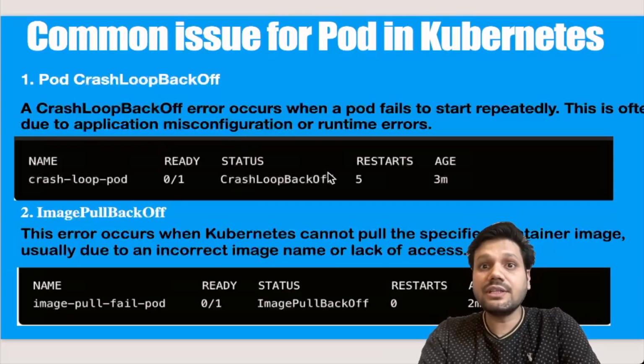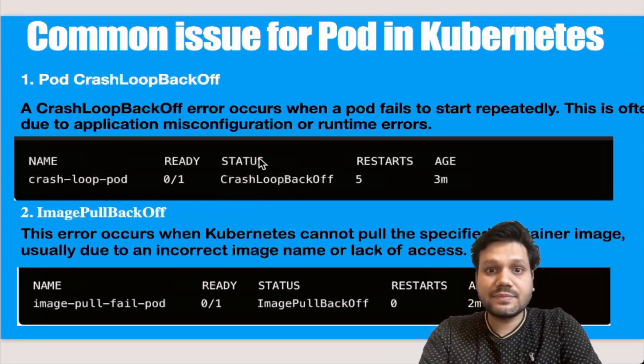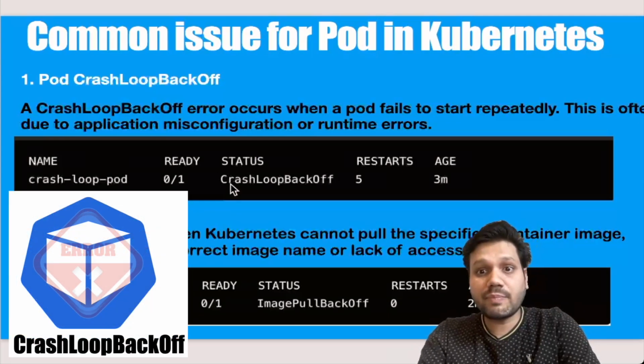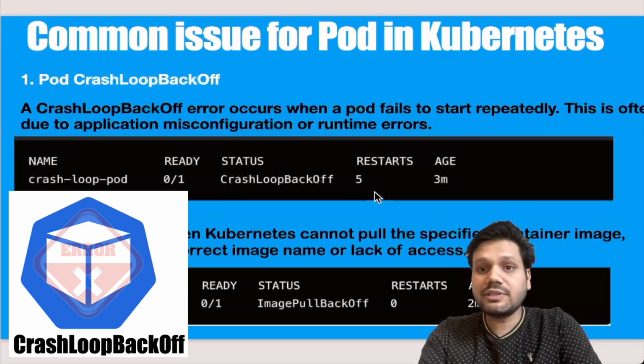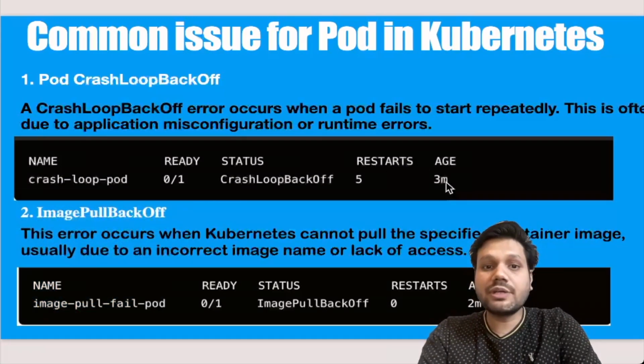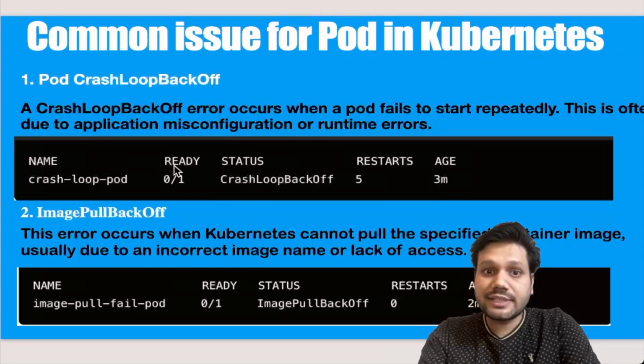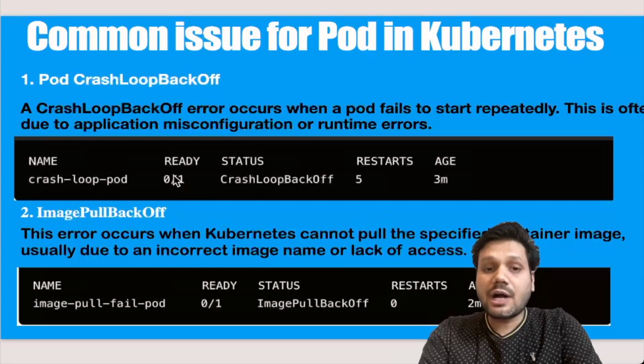Whenever you run kubectl get pods, if your pod is in CrashLoopBackOff state, you can see the same snap. The status is shown as CrashLoopBackOff, along with the restart count, which is 5, and the age of that particular pod. As the pod is already in CrashLoopBackOff status, the ready count is showing as 0 and required is 1.